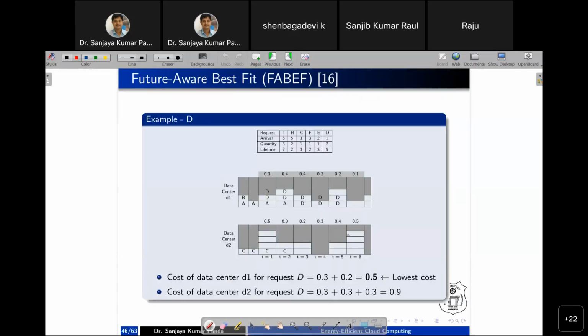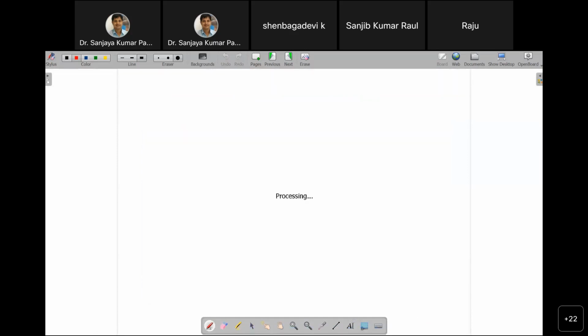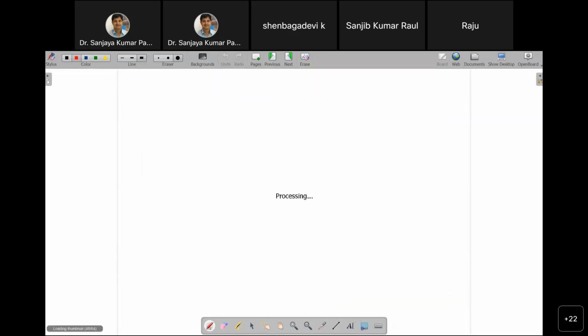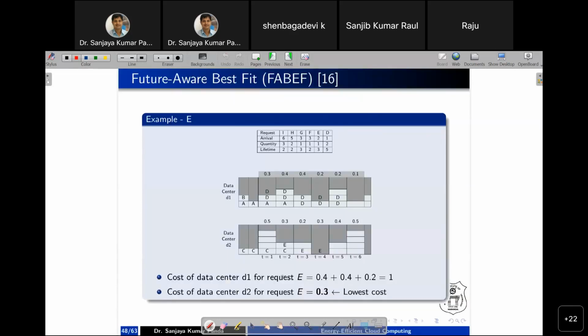So you can see, you can map to both data centers, but finally you have to assign to data center D1. In a similar fashion, for user request E, we calculated the cost in data center D1 and also in data center D2. So we got 1 here, we got 0.3 here. Which one is better? Data center D2 is better. So finally, we have mapped it to data center D2.